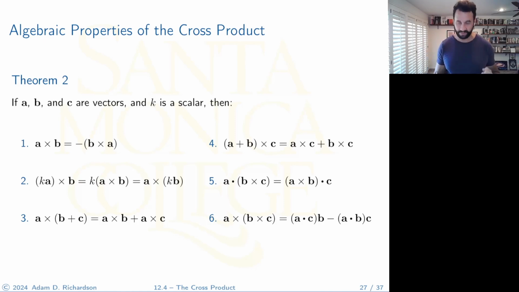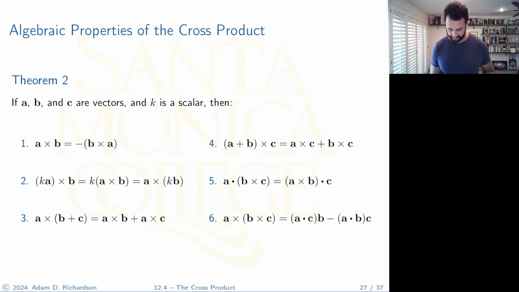So I need to say explicitly the difference between this and this, because here I'm multiplying on the left, and here I'm multiplying on the right. And because the cross product is not commutative, these two things need to be proved separately. Thankfully, it does work. So the distributive property works this way, and it also works that way.